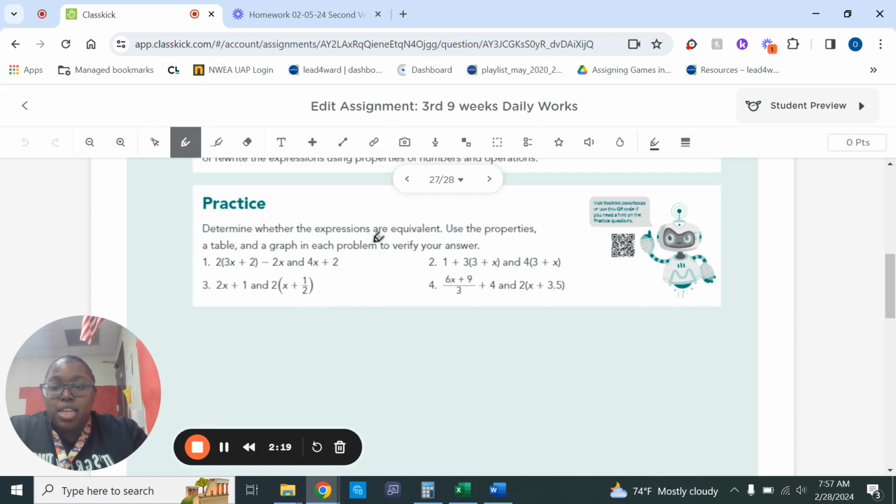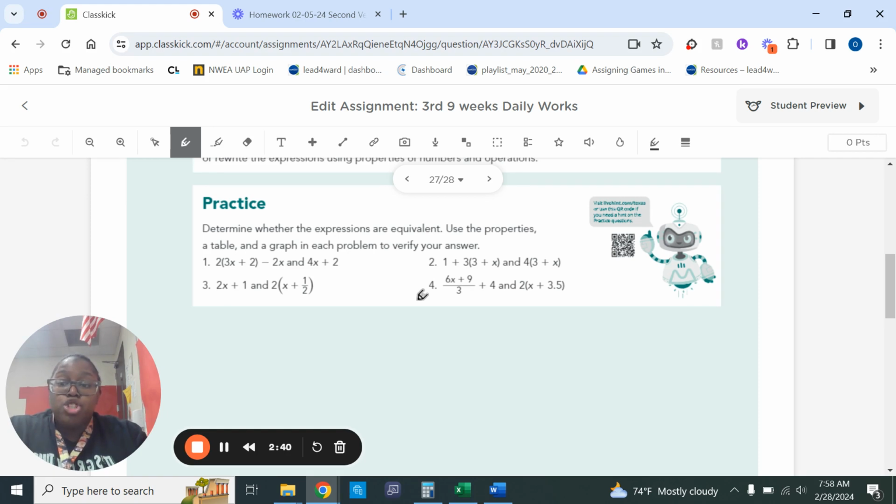I know it says use a table and a graph. I would prefer, for simplicity's sake, that you do the table instead of the graph, because if you're making your own graph and you don't have graphing paper, then your lines won't be as straight as they need to be. And I don't need you to assume.